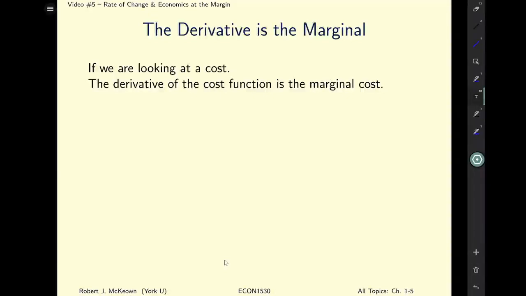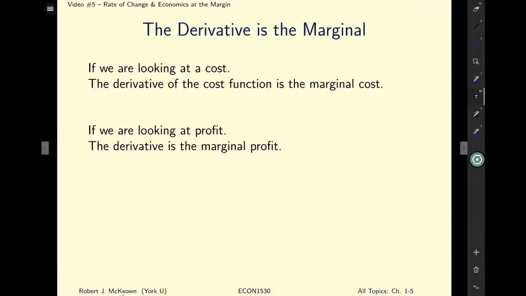Now, where does the derivative appear in economics? Well, you already saw one example. If we're looking at a cost function, the cost of a firm, and we have an equation that expresses it, the derivative of the cost function gives us the marginal cost. If we're looking at profit, an equation that expresses the profit of a firm, the derivative of that equation, the derivative of the profit, is the marginal profit.